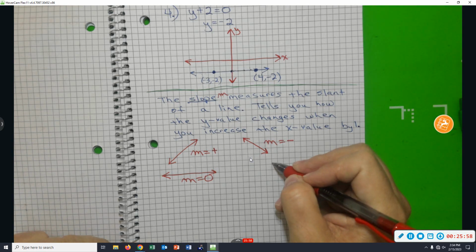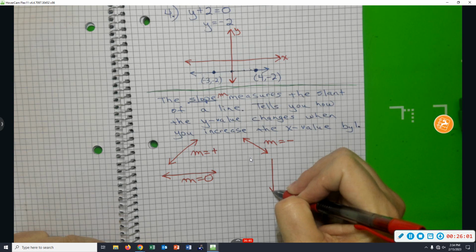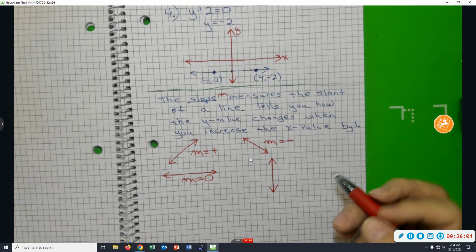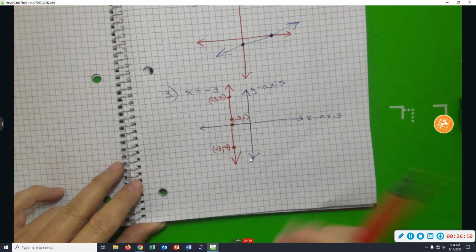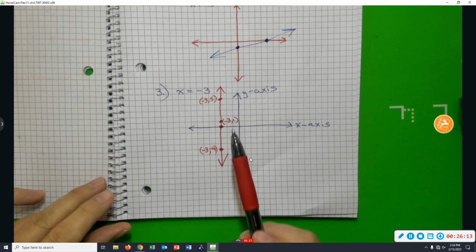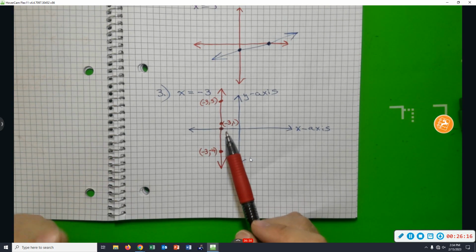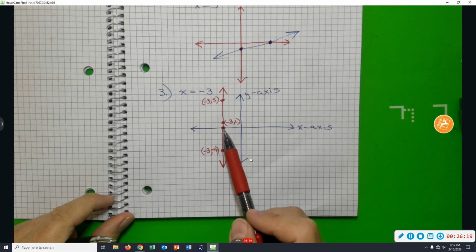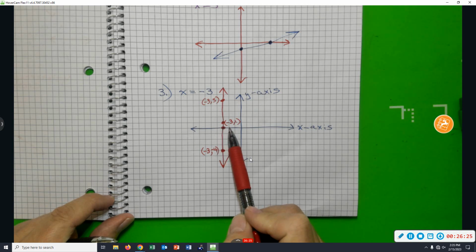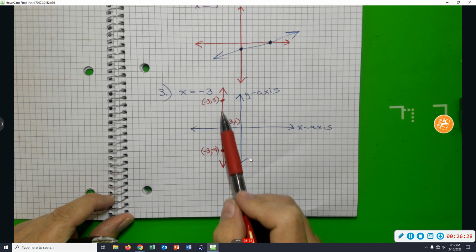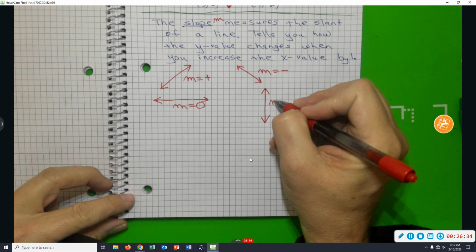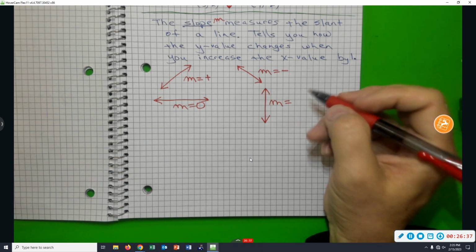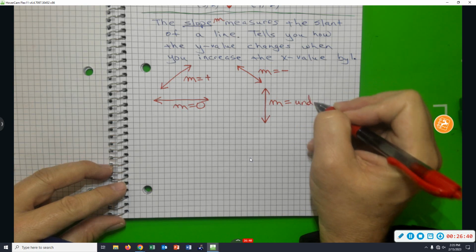What about a vertical line? Remember, with a vertical line, we said that the x values were always the same. Does it even make sense to ask yourself, with a vertical line, I'm going to increase my x value by 1, what happens to the y value? Can you be changing the x value on a vertical line? No. So logically, that means the slope isn't even defined. It's meaningless. We'll say the slope is undefined.